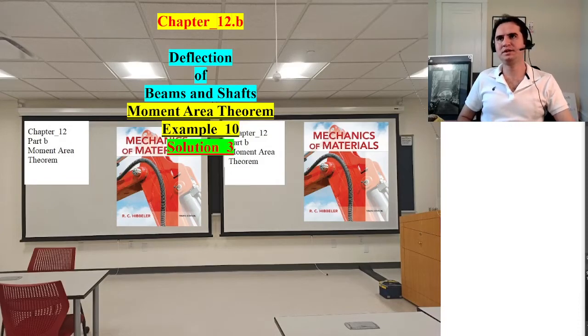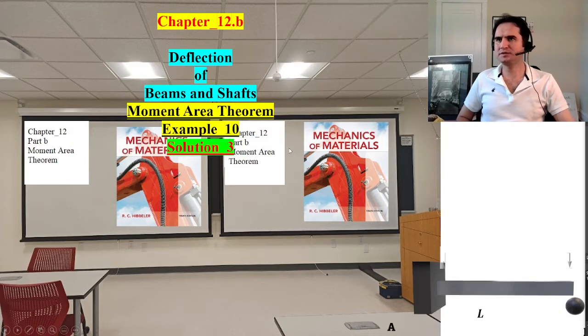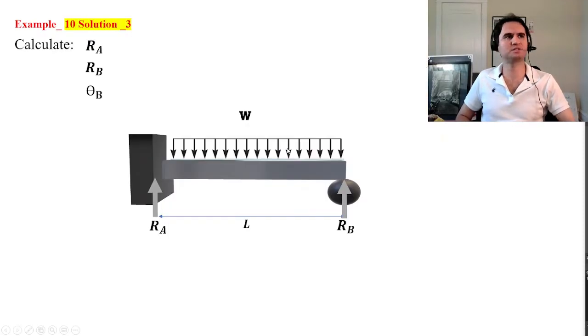Chapter 12, Deflection of Beams and Shafts. Example number 10, Solution 3. If you remember from previous sections, we have solved this problem with two previous approaches.